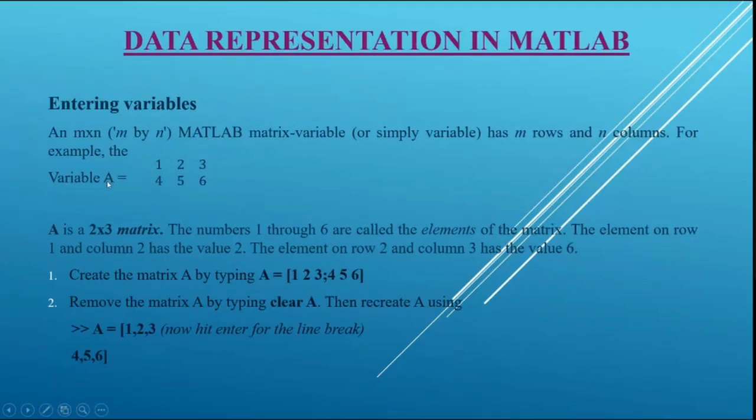For example, here variable a we have taken as the matrix 1, 2, 3 and 4, 5, 6. Here a is a 2 by 3 matrix with 2 rows and 3 columns. The numbers 1 through 6 are called the elements of the matrix. The element on row 1, column 2 has the value 2. The element on row 2, column 3 has the value 6.